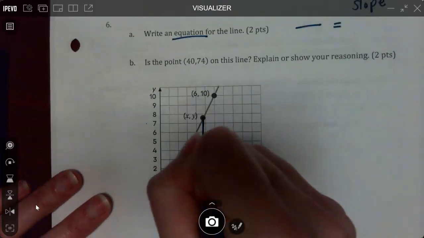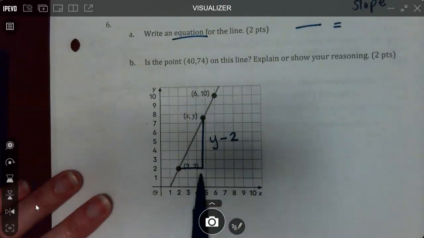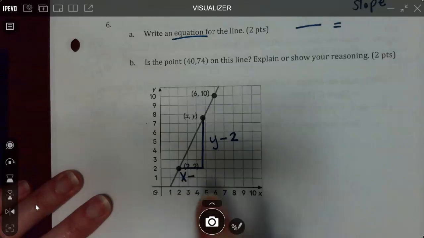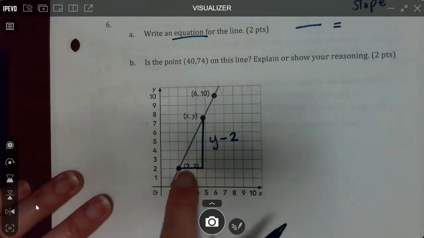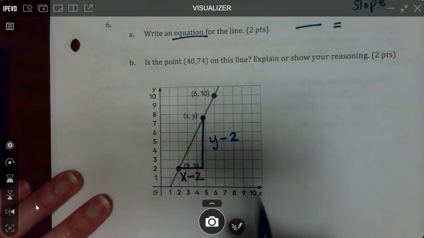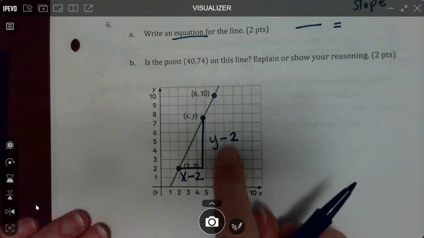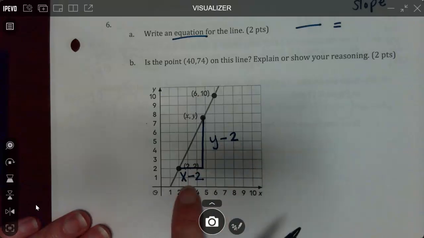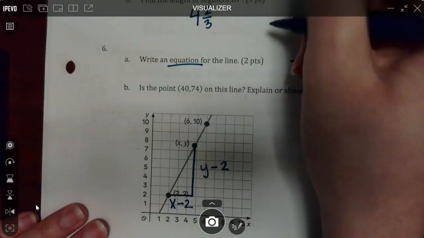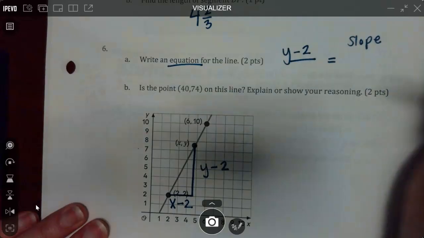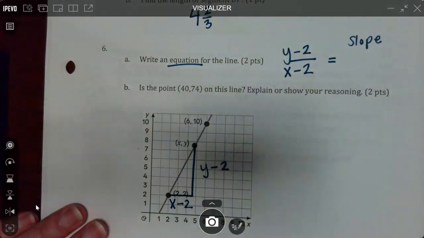Same for the x. I know it goes this distance across, x, whatever that value is, but I don't know what that is exactly, so I have to use the variable. So x, take away, this point says x is for sure 2. So I need to take away 2 from that total. Now I have my vertical distance and my horizontal distance. This is what you use to create your slope, because change in y goes over change in x. So all I need to put is y minus 2 over x minus 2.